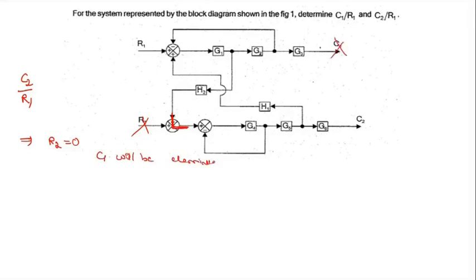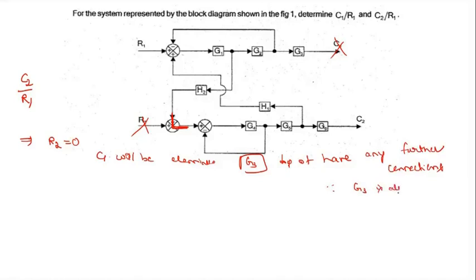If C1 is eliminated, then this G3 doesn't have any further connections. Therefore G3 is also neglected. If there were any connections after G3, that part would be considerable, but here there is no connection, luckily, so it is simply neglected. Why is G3 neglected? Because G3 doesn't have any further connections. So we are neglecting this G3.